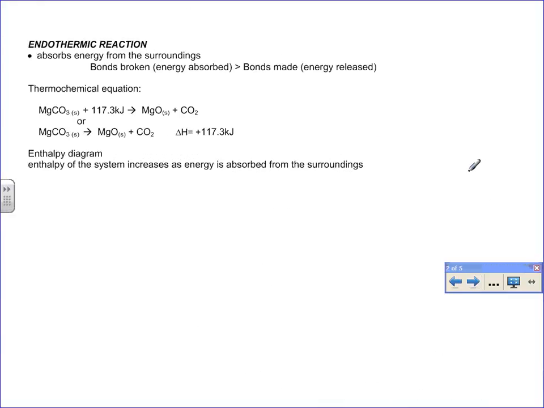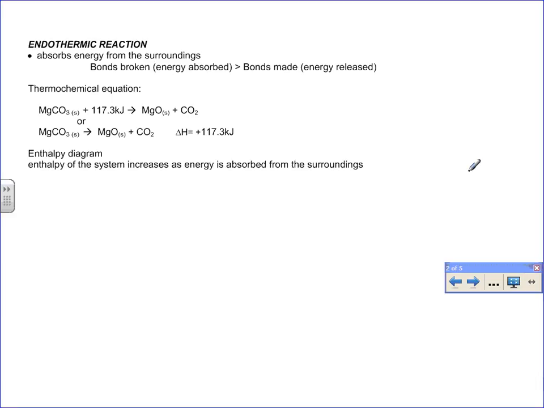The other thing that we'll do before we start to calculate delta H is just review some of the features of endothermic and exothermic reactions to make sure that they're clear, and also look at how we can draw enthalpy diagrams to represent both exo and endothermic reactions.